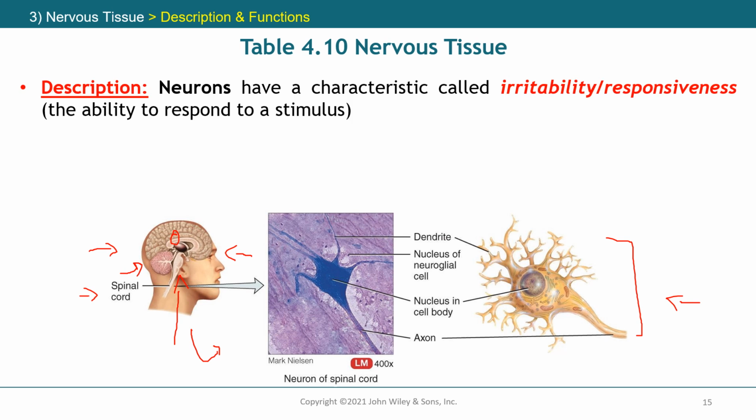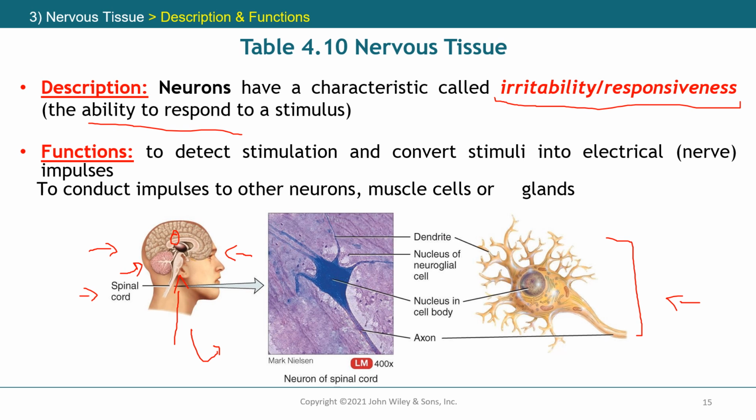So remember, to recap, we talked about neurons that are the unit of the nervous system, and they have a characteristic that we talked about in the beginning of the semester, that is irritability or responsiveness, the ability to respond to a stimulus. We also talked about the functions, that is to detect stimulation and convert it into electrical impulses, and to conduct impulses to other neurons. You can conduct responses to muscle cells. As I told you, maybe right now you're writing. That is because a neuron is sending an impulse to move the muscles, and also to different types of glands.